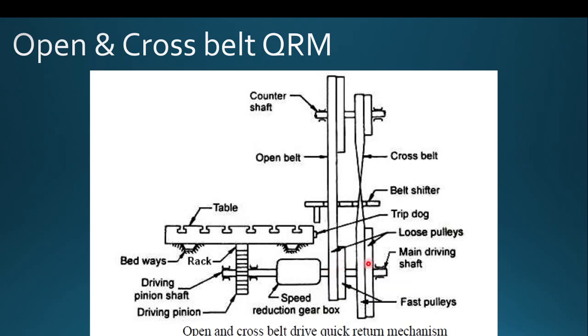Out of these four pulleys, the inside pulleys are fast pulleys and the outside pulleys are loose pulleys. What is actually a loose pulley and what is actually a fast pulley? The loose pulleys are not keyed with the main shaft. That is, if you rotate this pulley, the rotation may not be given to the main shaft. There is no keying between the loose pulley and the main shaft, but the fast pulley is the pulley which is keyed with the main shaft.